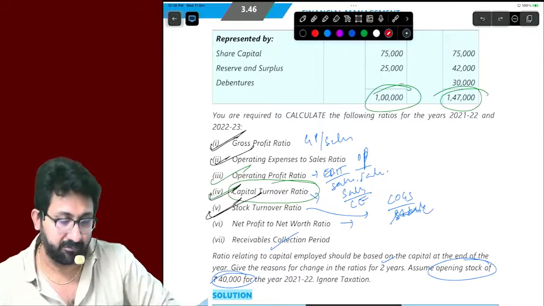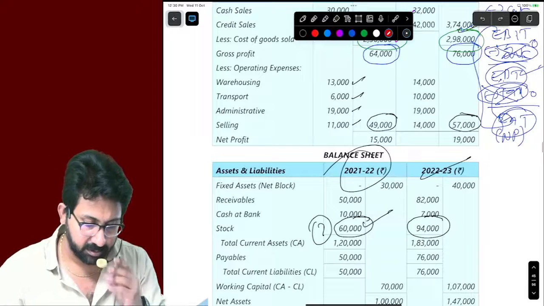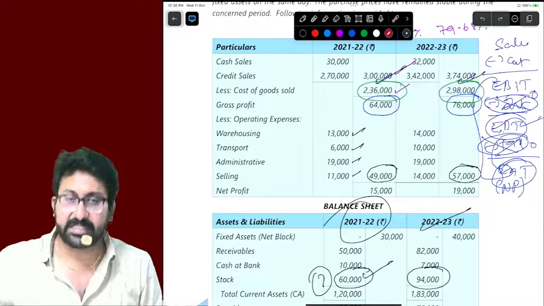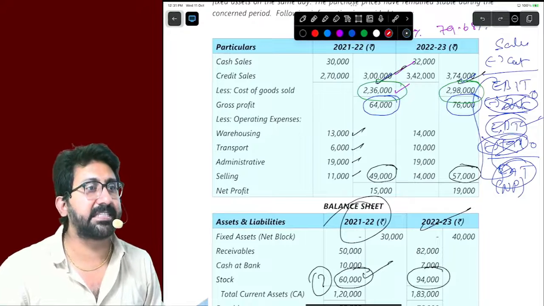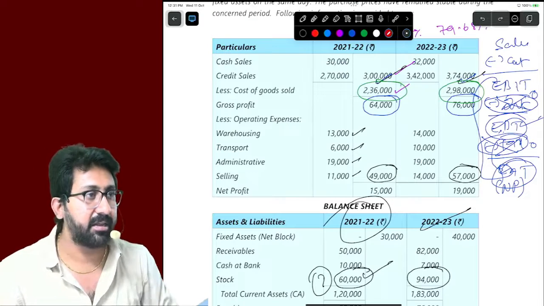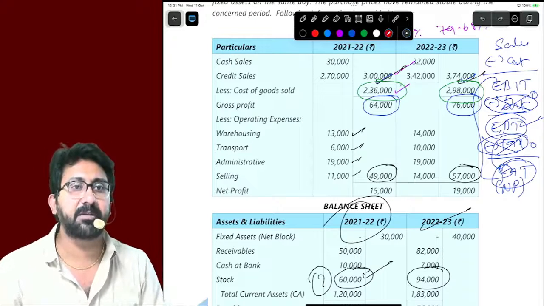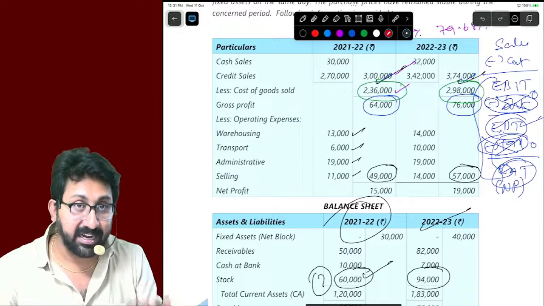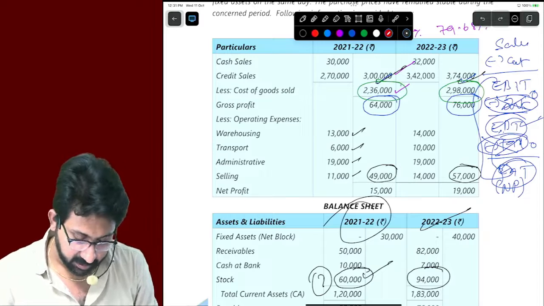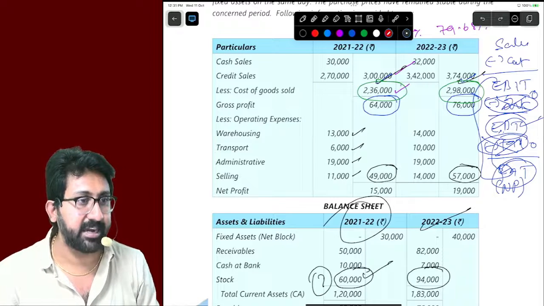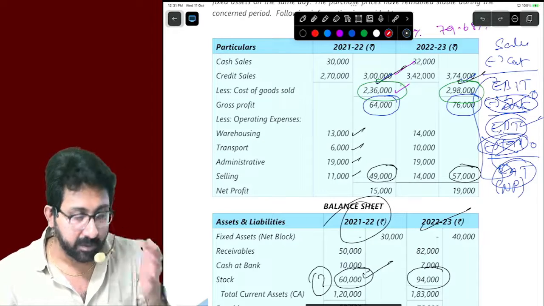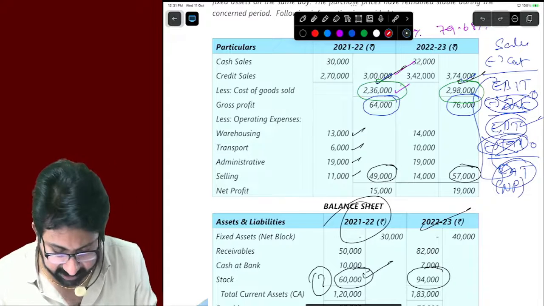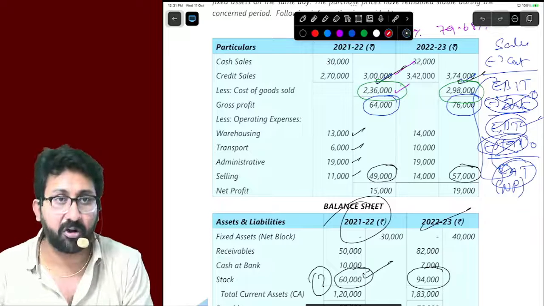Okay? First answer my question. When we are calculating receivables, we should take purchase as a sales. First give that clarity. Receivable will come because of credit sales. Credit sales or cash sales? Very good. Next. How much is the credit sale? Credit sales are 2,70,000. Next one, 3,42,000.